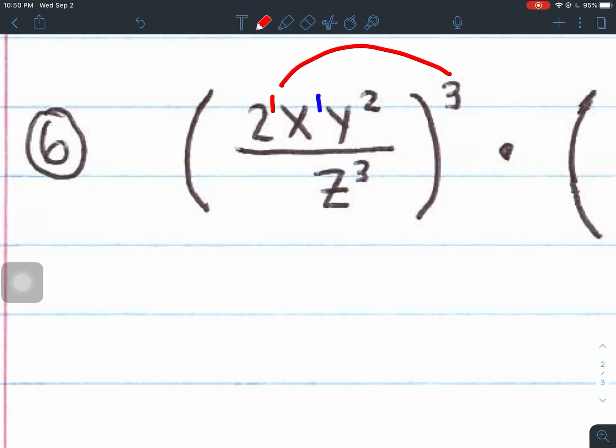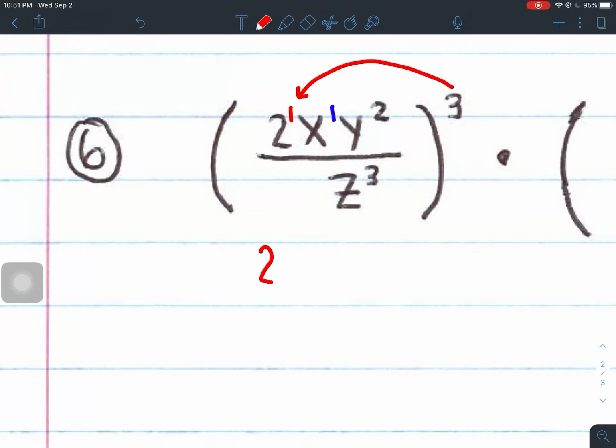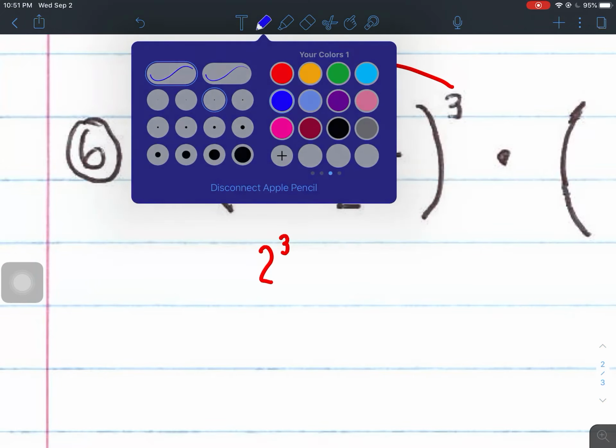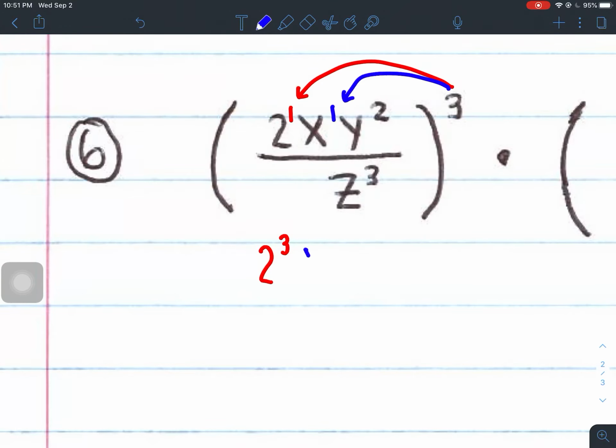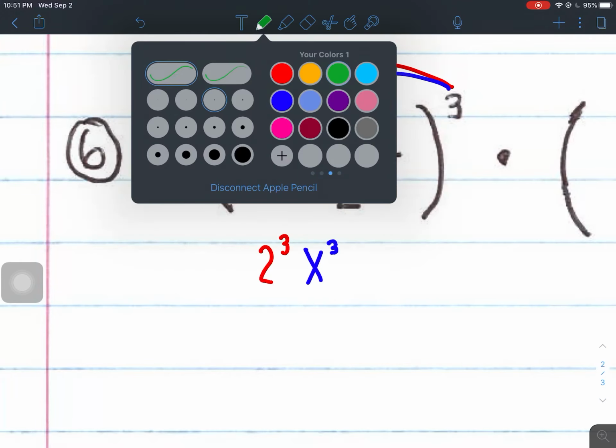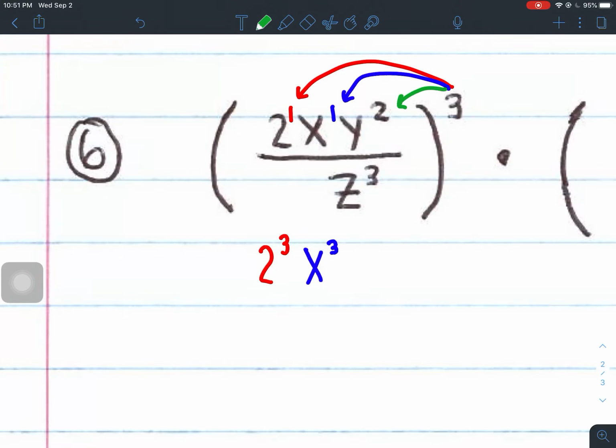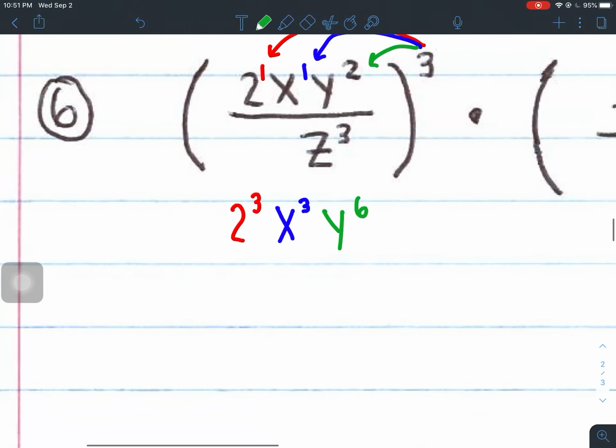So I'm going to distribute the 3 in and multiply the outside exponent to the inside exponent. So this would be 2. 1 times 3 is 3. And then I have x to the third power, because 1 times 3 is 3. And then I have y to the 6th. 2 times 3 is 6.